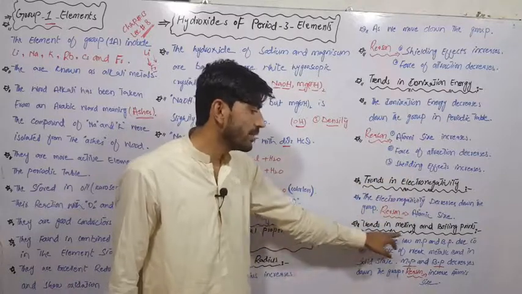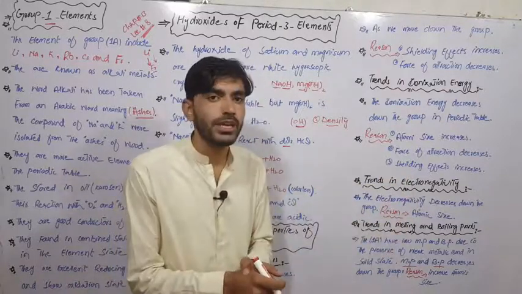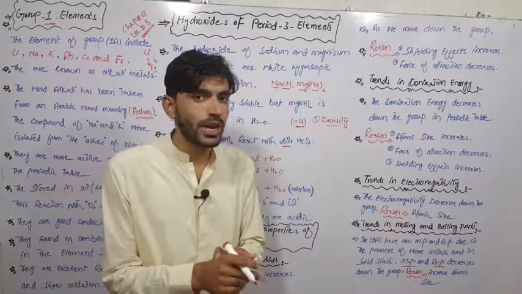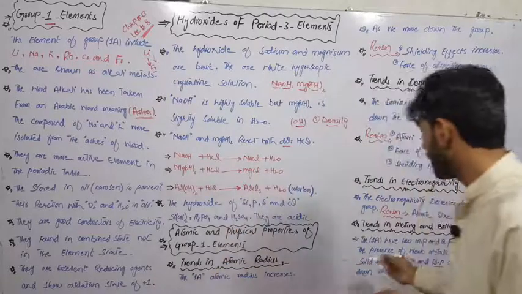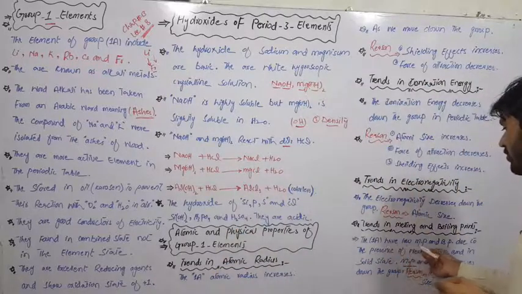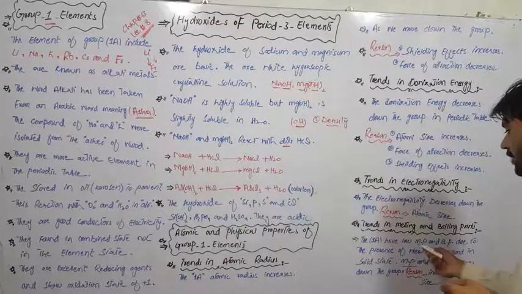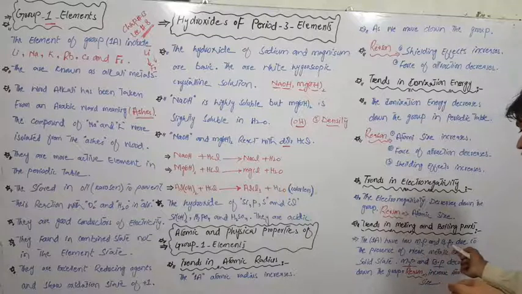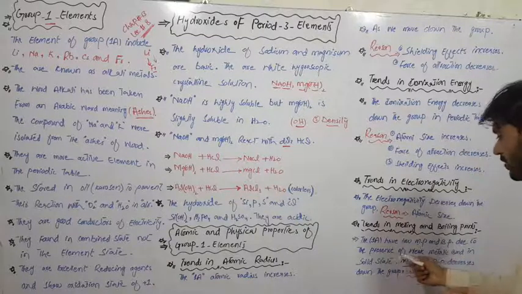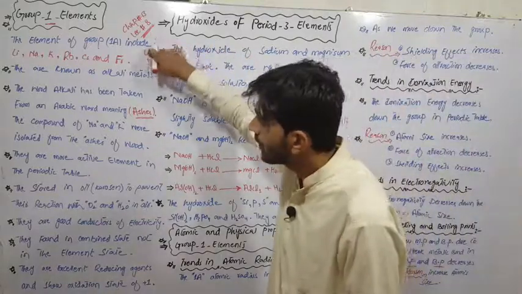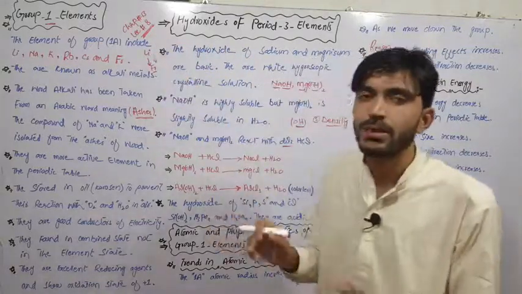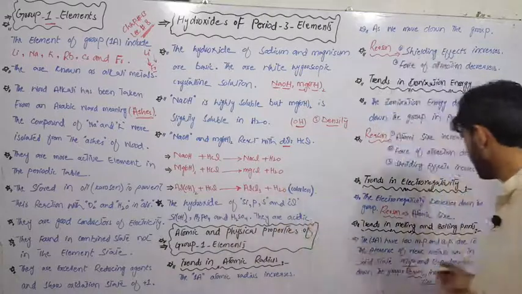Last, that is the trend in melting and boiling points. So we'll see its melting and boiling point. Its melting and boiling point from lithium to francium decreases. How? The first group elements have low melting points, M.P. meaning melting point, and B.P. meaning boiling point, due to the presence of weak metallic bonds. Here weak metallic bonds are present in first group elements, so that's why their melting and boiling points are low.